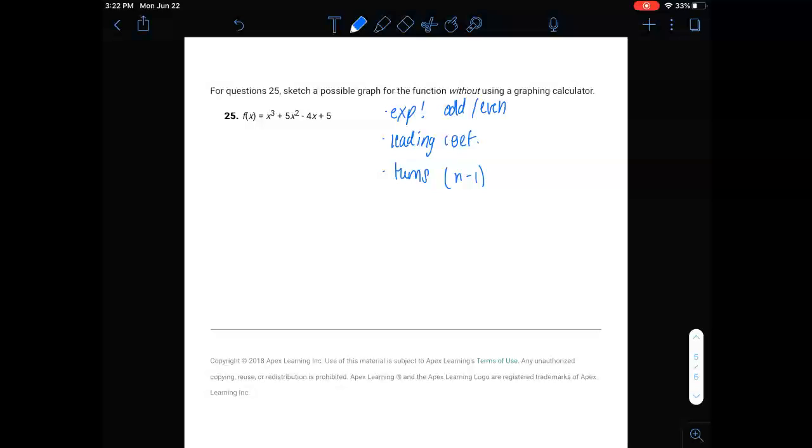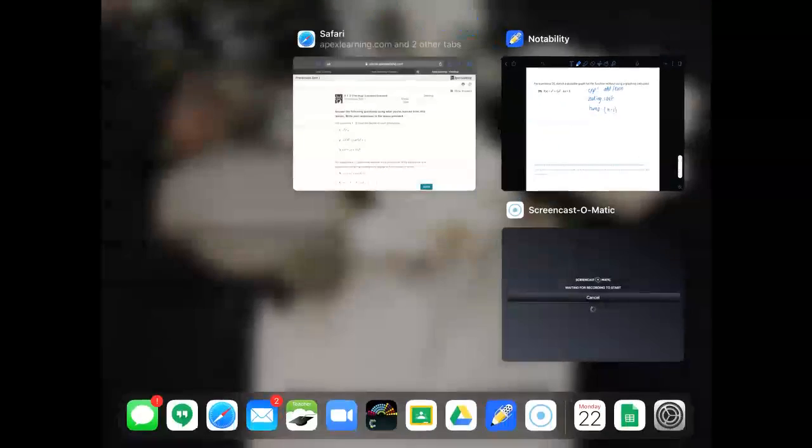Again, work through those problems. You do have one quiz for this unit, so please make sure that you get that done as soon as possible.